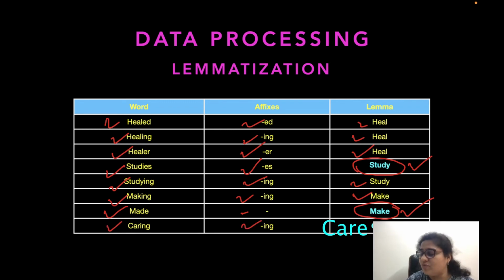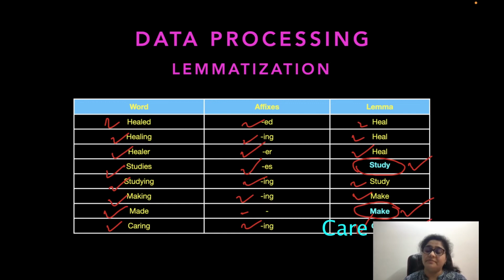Caring, with "ing" removed, I am getting care, C-A-R-E, care, not car. Because car itself is a word, but wherever caring is used, if you put car, it doesn't make any sense, right? But if you put care, it makes sense. Okay, so I'm getting a good, meaningful word here, care.